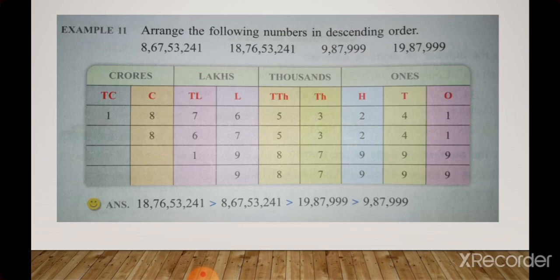Now again, arrange the following numbers in descending order. For the given numbers they mention, you should write these numbers in descending order. First remember, descending order means you should write biggest to smallest. So like this you should arrange the numbers.